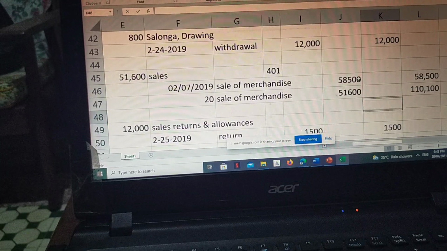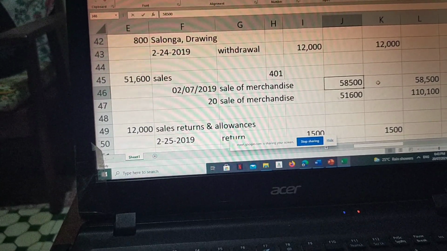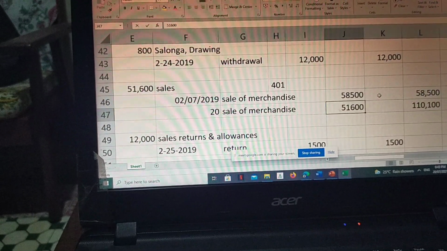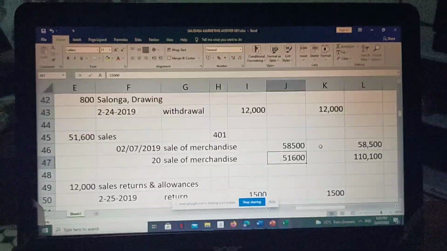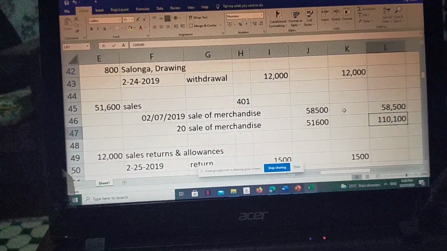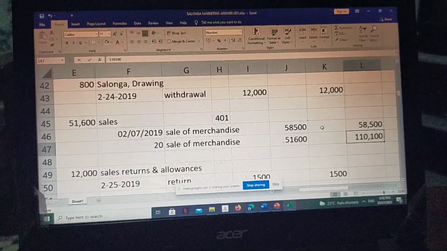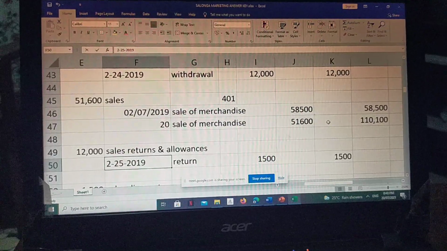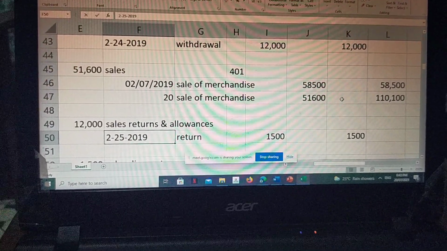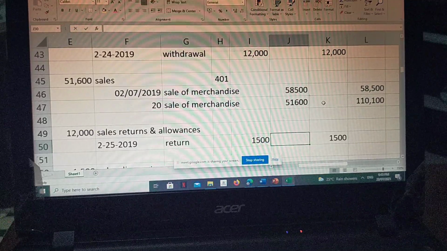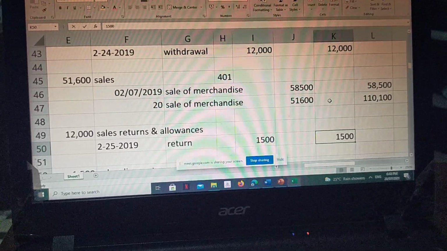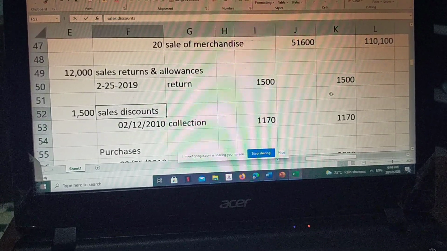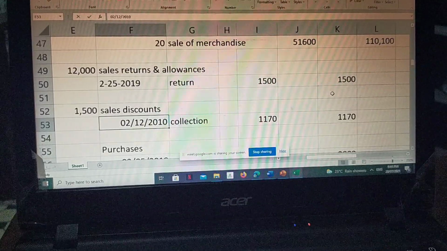And then your sales, sale of merchandise, yung accounts receivable mo ito, ang kontra niya, 58,500. And then the other one, which is cash-based, 51,600. So may total na 110,100 pesos. For the sales returns and allowances that was dated February 25, 2019, mayroon lang 1,500 with its forwarded running balance 1,500.